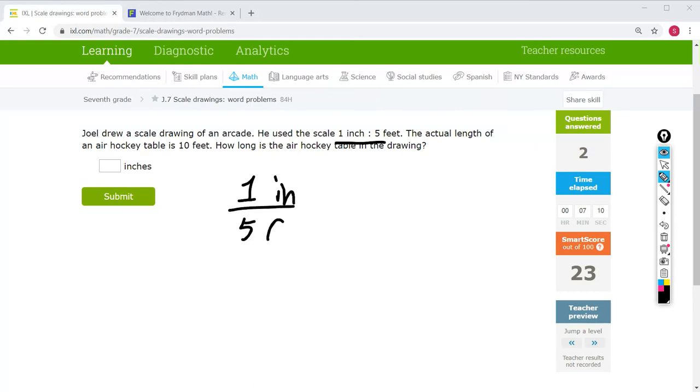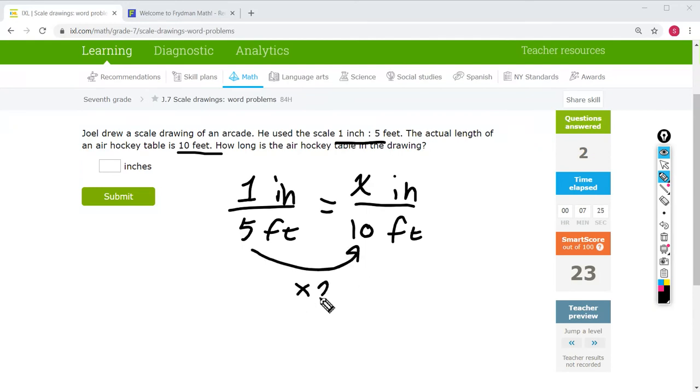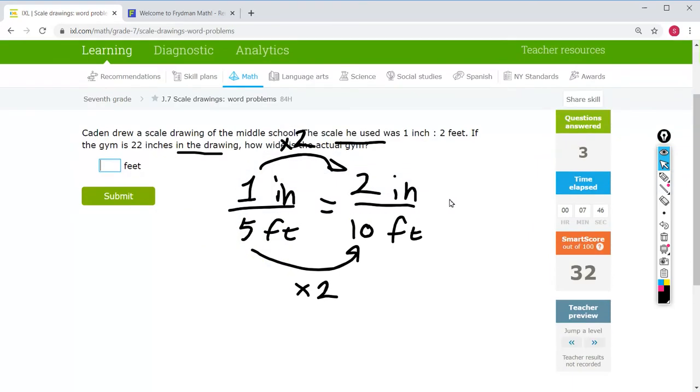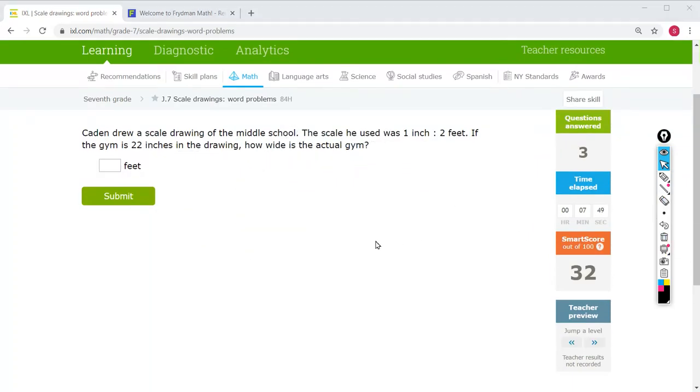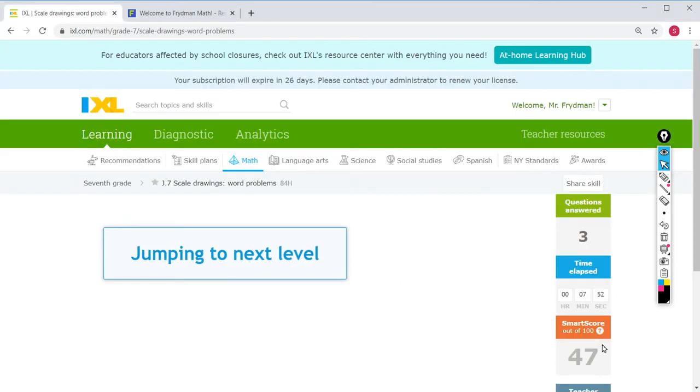And to start our proportion, I have inches in the numerator, feet in the denominator. Here I have 10 feet, so that goes over here next to feet. And I know that 5 times 2 is 10, so if I do the same thing in the numerator, 1 times 2 is 2. So the answer there will be 2. Okay, this looks to be the same type of question, so let's go ahead and skip to the next level.